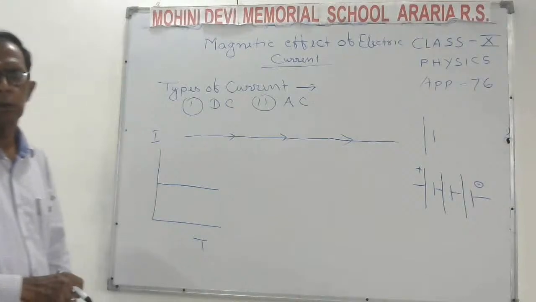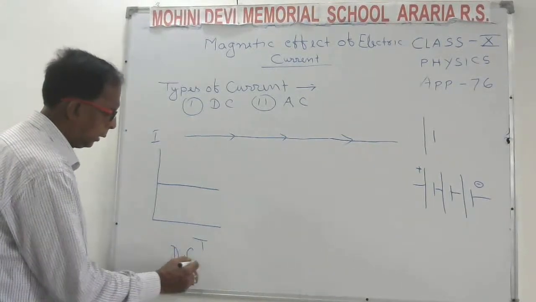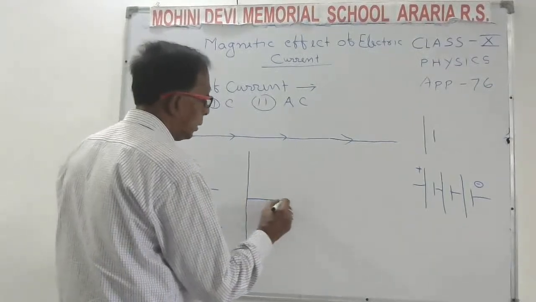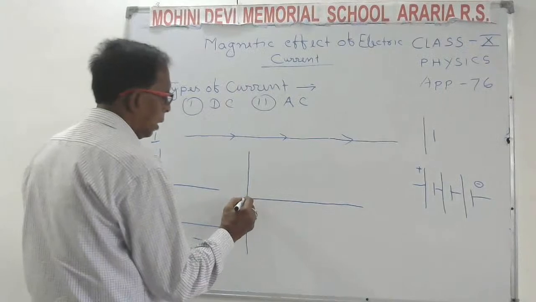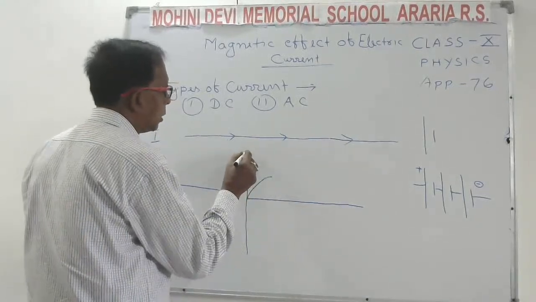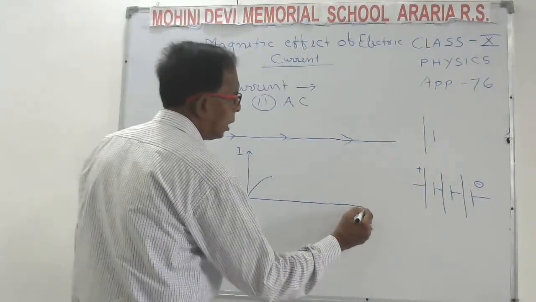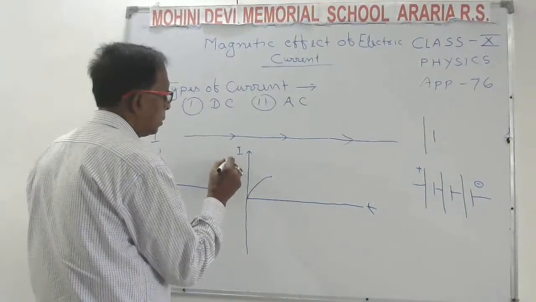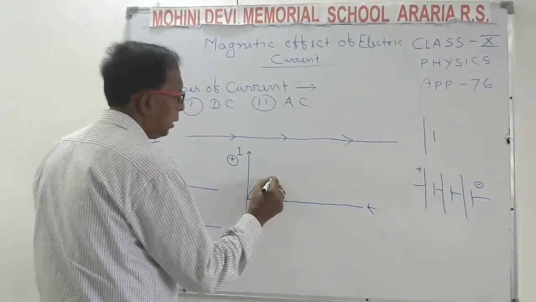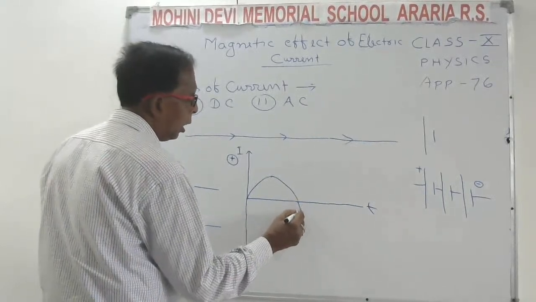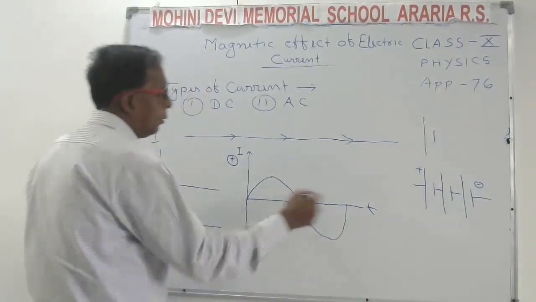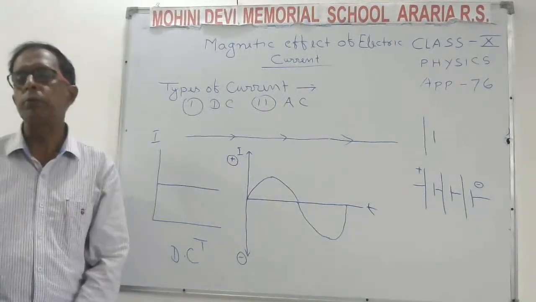parallel to time axis. This is for DC. And if you draw a diagram for AC current, then it is not parallel to time axis, because the AC current goes from zero to highest, and I indicates the current and T the time. This part is plus and this part is minus of current. It goes high, comes to low, here it is zero, and again it goes to maximum low and reaches zero. In this way, it forms one wave and such 50 waves are created.